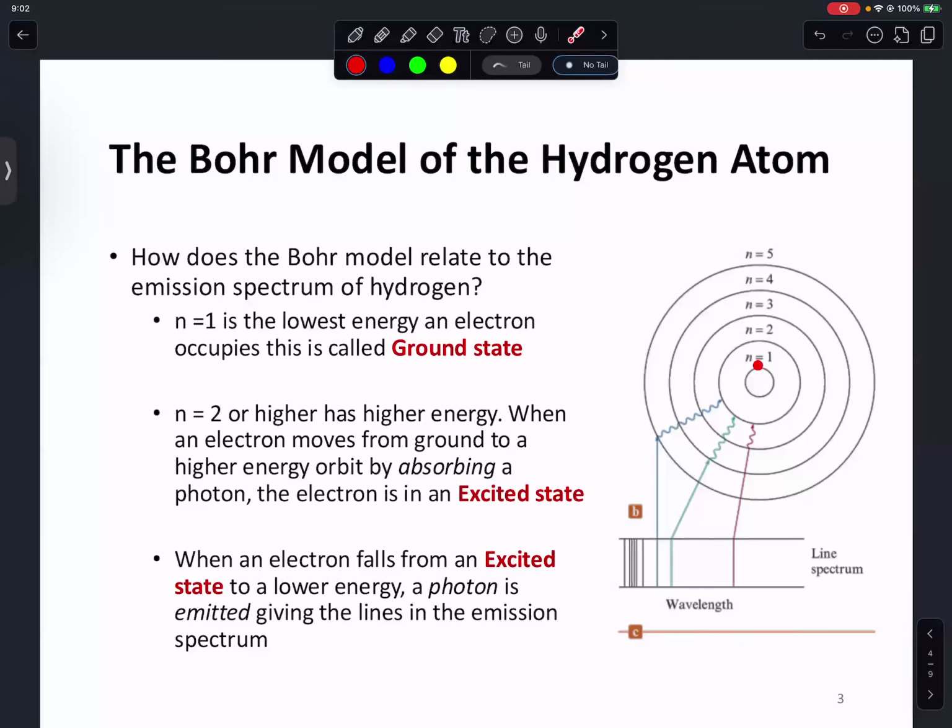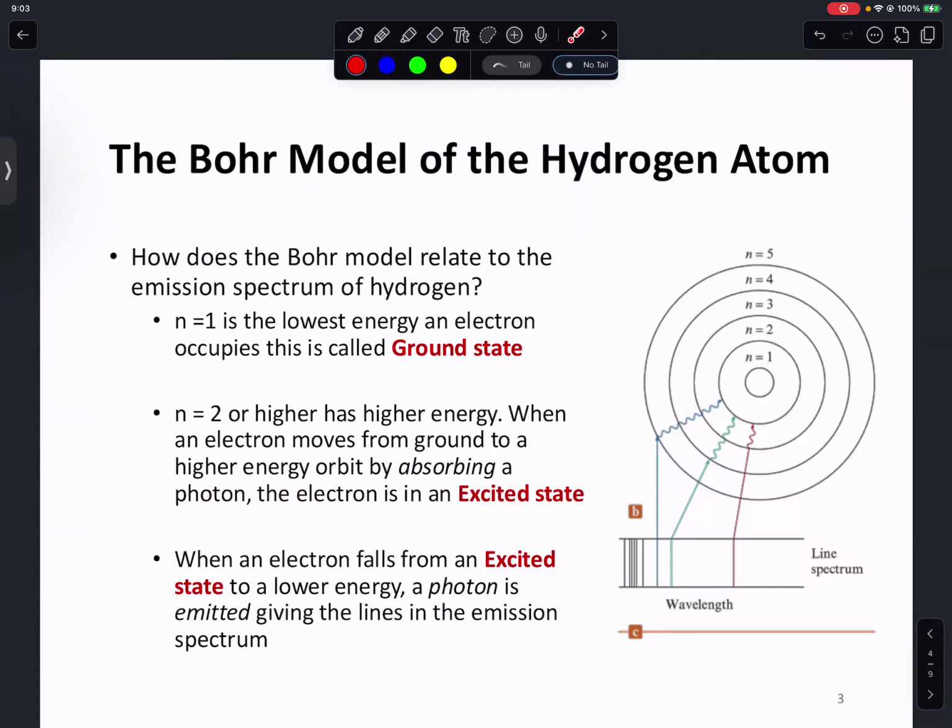Now, we agreed that the lowest energy level, which is n equals 1, closest to the nucleus, we can call the ground state. So it's grounded, lowest energy. Now, any energy level above 1, so n equals 2 or higher, is a higher energy. So an electron can move from n equals 1 to 2, 3, or 4 till infinity by absorbing a photon, and we can say it is in an excited state.